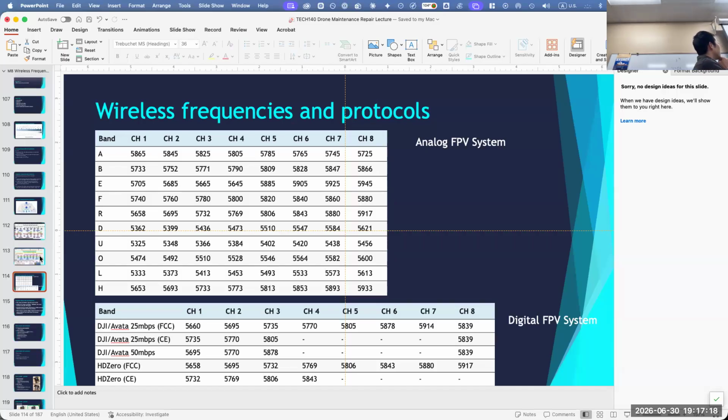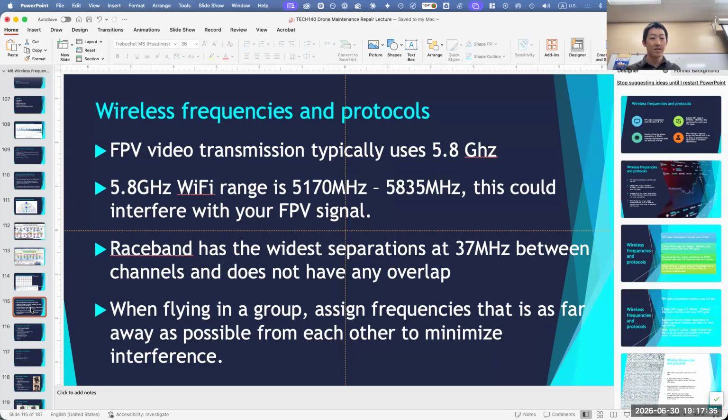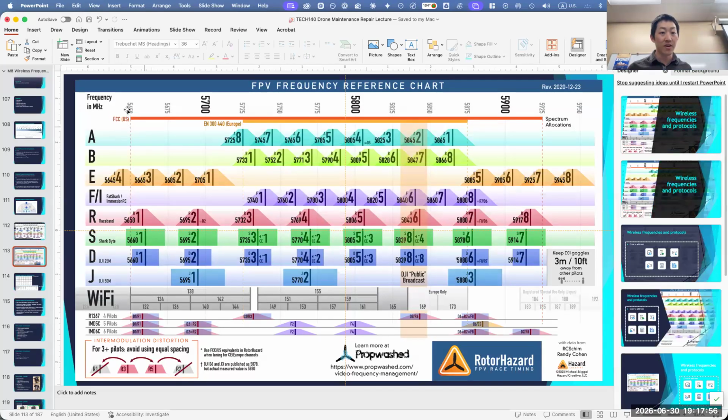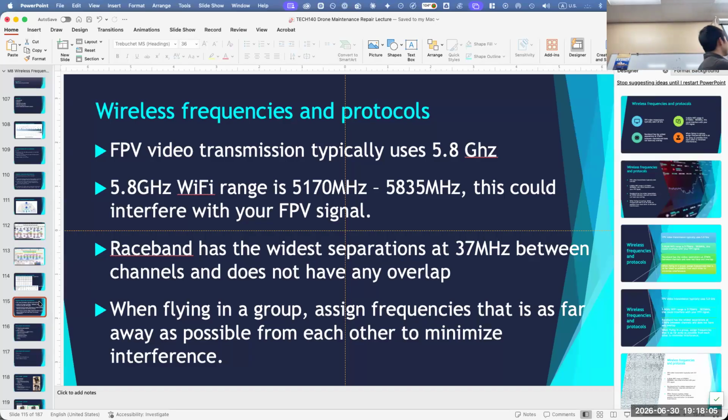Okay, this is just another table to show you analog versus digital and the different frequencies. I like the ones that show you the graph visually, but I just want to lay it out there. I went over basically all this right here. We looked at the 5.8, which Wi-Fi also shares. Remember, 5.8 is just a generalization. It's really this bigger range that we saw, like 5650 all the way to 5925. So we say the generalization of 5.8, but realize it's a range. We talked about race band for analog, at least. It has the largest separations, and you want to assign frequencies as far away as possible when you're flying with other people.